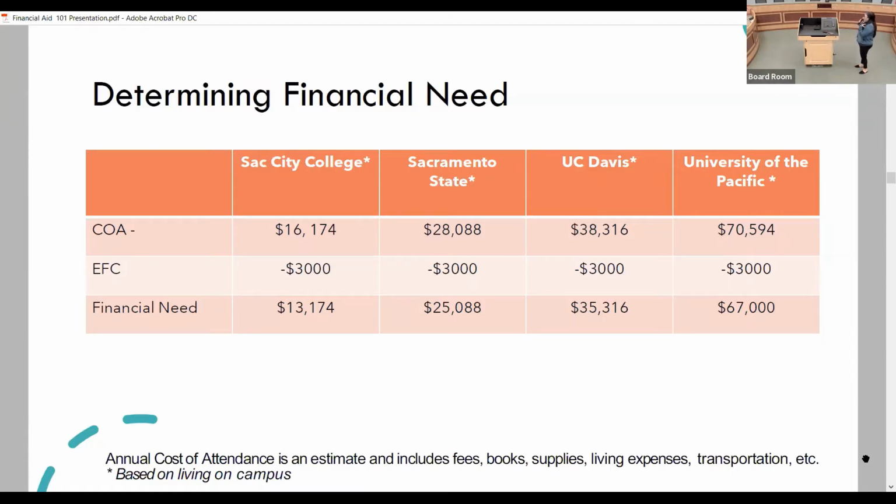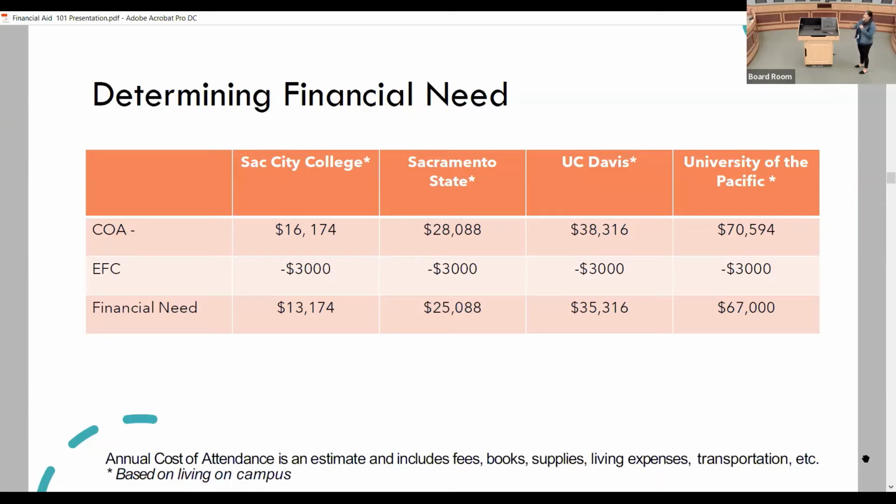So if I decided to go to Sac State, they would take the cost of attendance, $28,000. They would subtract my EFC, that $3,000. So look at how much financial aid has to find me. They have to find me $25,000. Okay, $25,000. What if I was going to go to UOP? They would have to find me $67,000. Now here's a trick question. What if my EFC was 0?